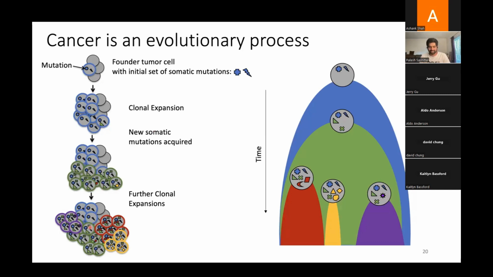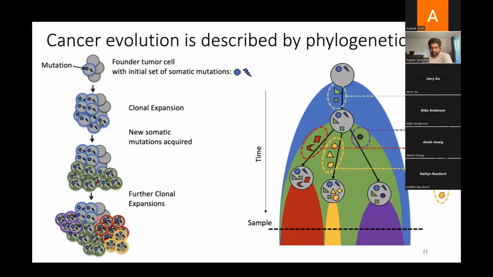It's heterogeneous. It's got cells that are slightly different in their genomes. Okay, and there are different sets of mutations in their genome, and this has huge clinical implications. Okay, and the other thing is that cancer evolution can be described by, again, a phylogenetic tree. This is how evolution happens.